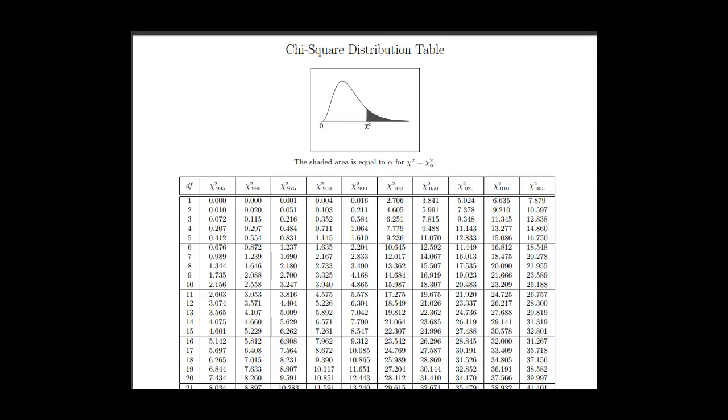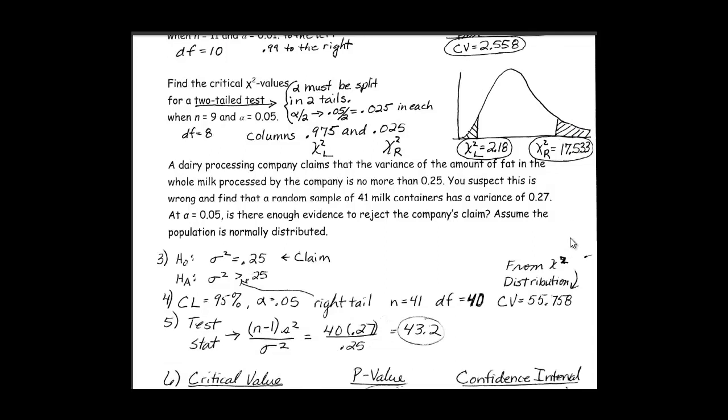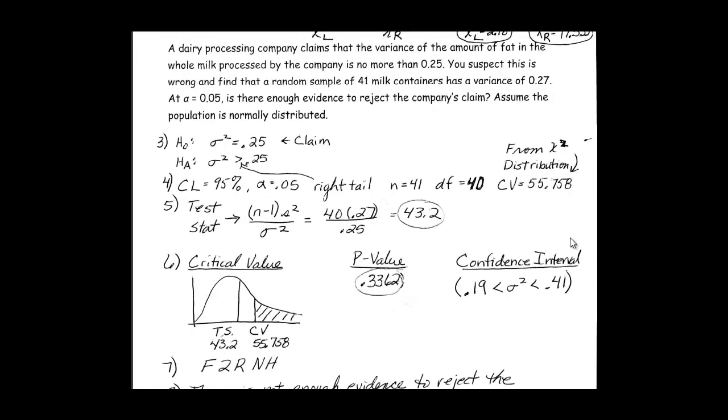So going back and drawing the picture here, the picture of our left tail, I labeled our chi-squared, and the left tail is 2.18. That would be the critical value for that left tail. Our critical value for our right tail is marked by 17.535 for chi-squared, the right tail. Okay, those were just practicing finding our critical values using the chi-squared table.